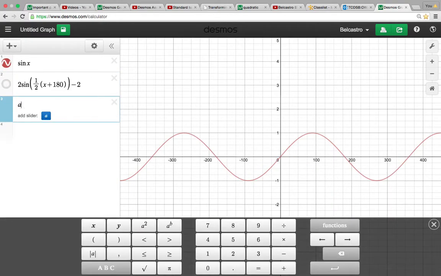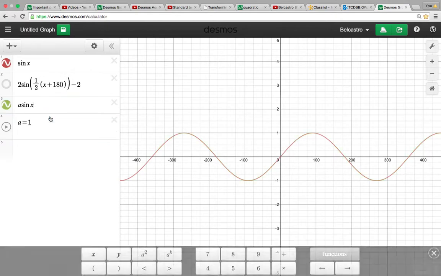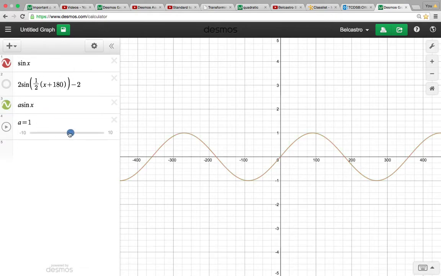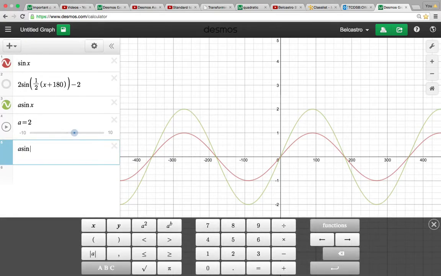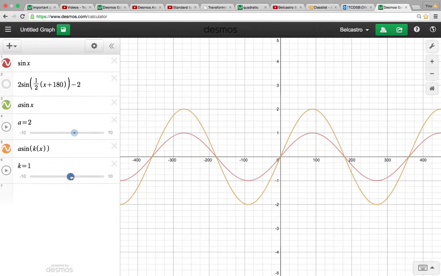We'll call this a sine x. So we'll get a slider for a, and the a value is going to be the value of 2. So as we move it up to 2, you can see how it stretches to where it is. Okay, so this is a stretch from the old version. The next function we'll put in is a sine, we're going to do a k value, right? So k x, and we'll put a value for k. Now our k was going to go down to a half, so as we go downwards, you can start to see how it gets wider and wider.